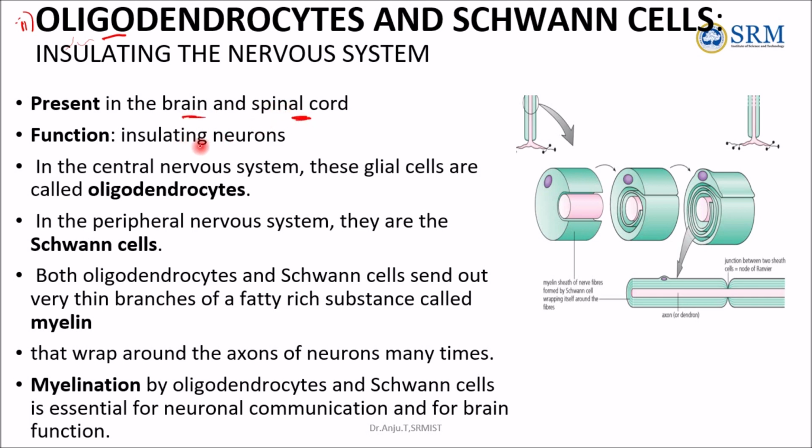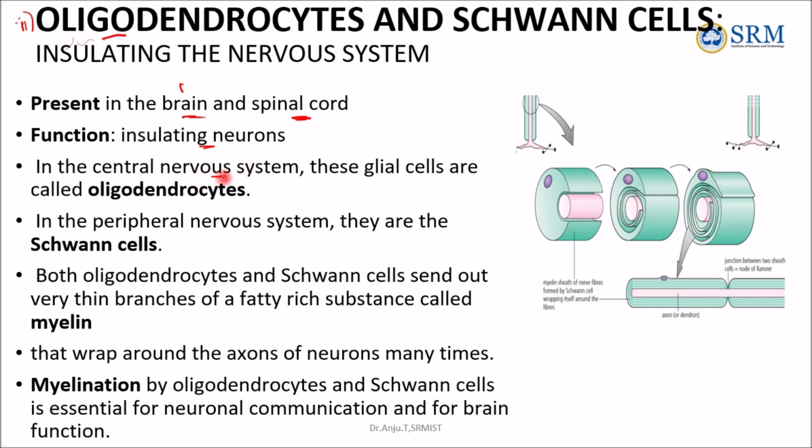What is their major role here? If you see here, you have the axons, and the axons are made up of many layers of this myelin, made by the oligodendrocytes. I told you they are present in the brain and in the spinal cord. The brain and the spinal cord we call the central nervous system, so both are in the central nervous system.